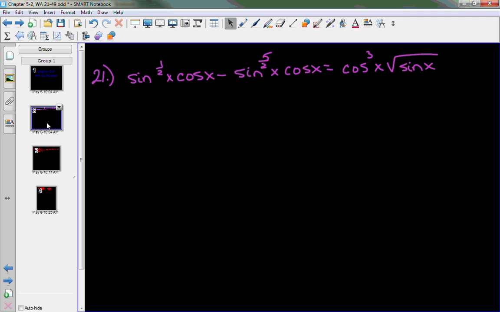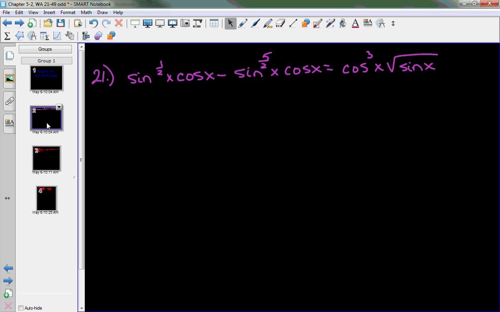21. The sine of 1/2 x times the cosine of x minus the sine of 5/2 x cosine of x has to equal cosine cubed of x times the square root of sine of x. Sorry, would you speak English? Now, it is ugly. Not going to lie, it is ugly. But here's what you need to understand.